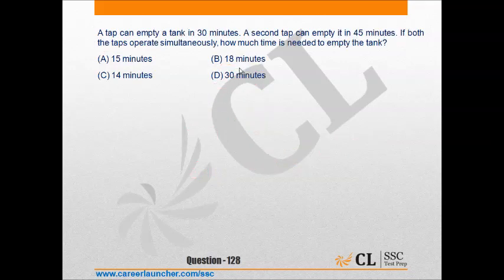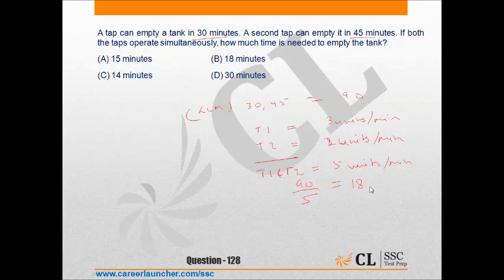A tap can empty a tank in 30 minutes, a second tap can empty it in 45 minutes. If both the taps operate simultaneously, how much time is needed to empty the tank? Again, as mentioned in the previous question, let's take the LCM of 30 and 45. This gives me 90. So that means tap 1 can empty 3 units per minute. And tap 2 can empty 2 units per minute. T1 and T2 together can empty 5 units per minute. They have to empty 90, so it will take 18 minutes.